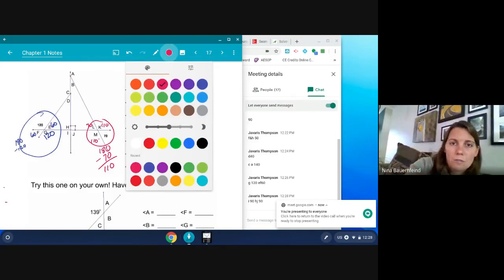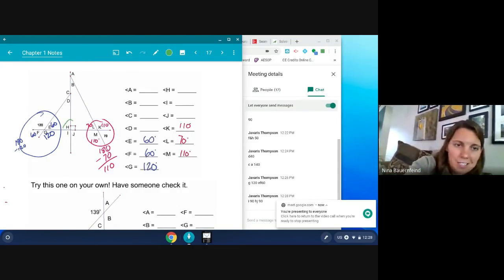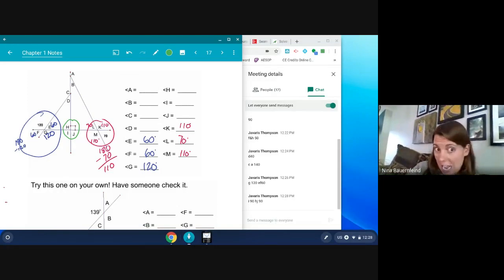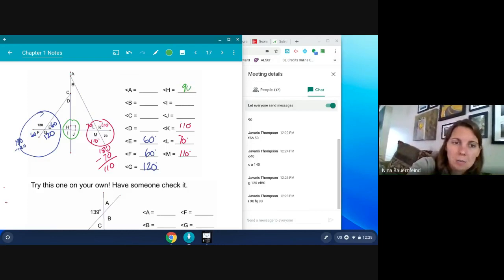So yes, Javaris just went to the next section right here, and he said all of those are 90, which is actually completely accurate. We're going to say 90 because we make a bunch of lines. They're all linear pairs. So we got 90, 90, 90.